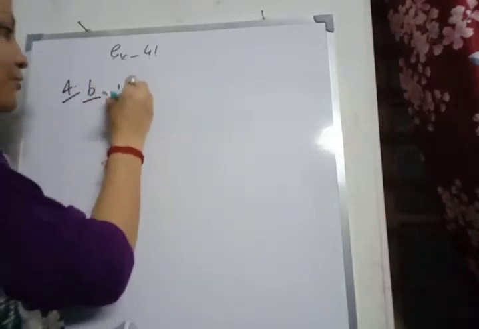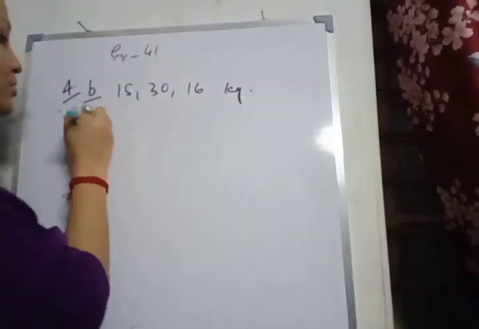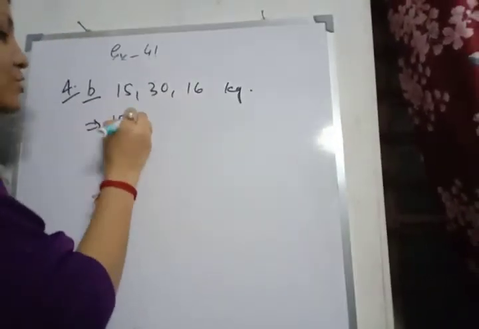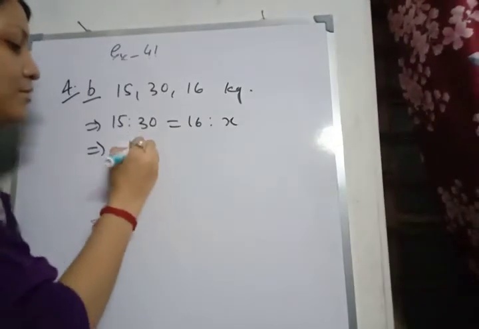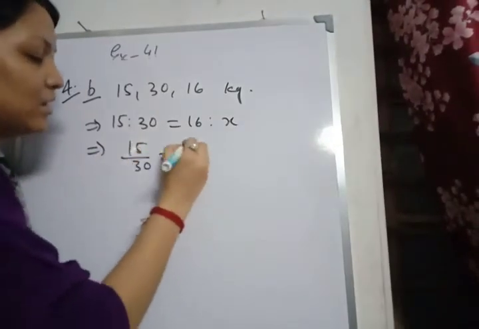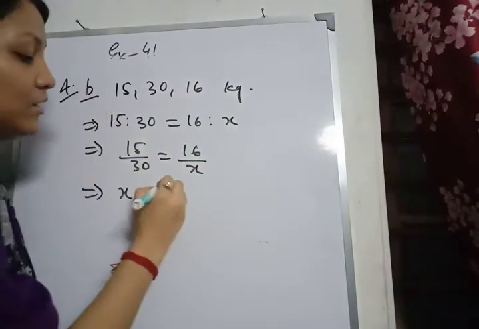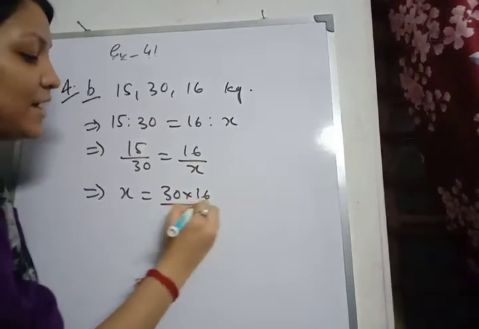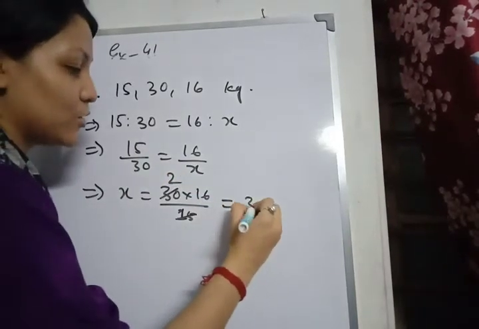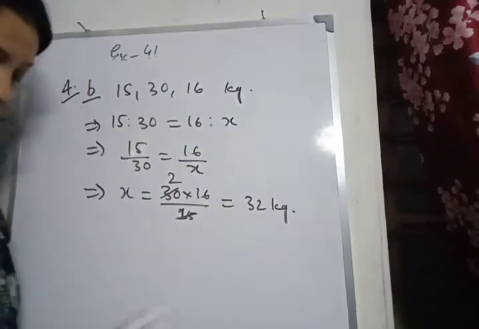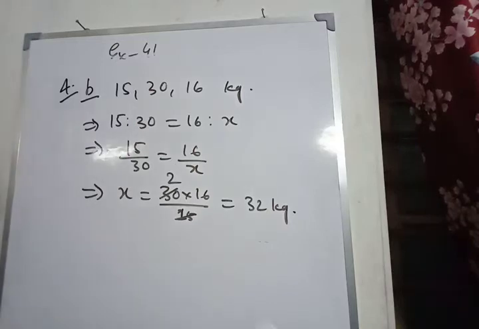Subpart B, 15, 30, 16 kg. So we can write this as 15 is to 30 equals 16 is to x. 15 by 30 equals 16 by x. On cross multiplication we get x equals 30 into 16 by 15. 15 2s are 30 and x equals 32 kgs. This is the answer.